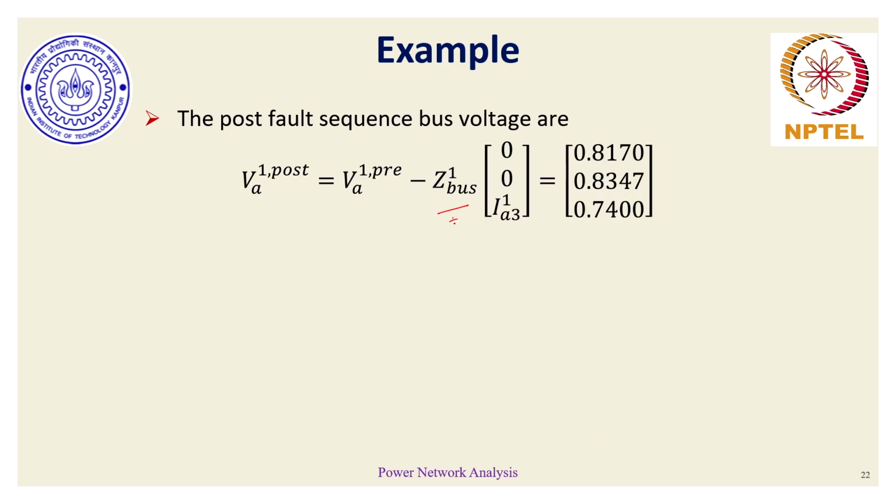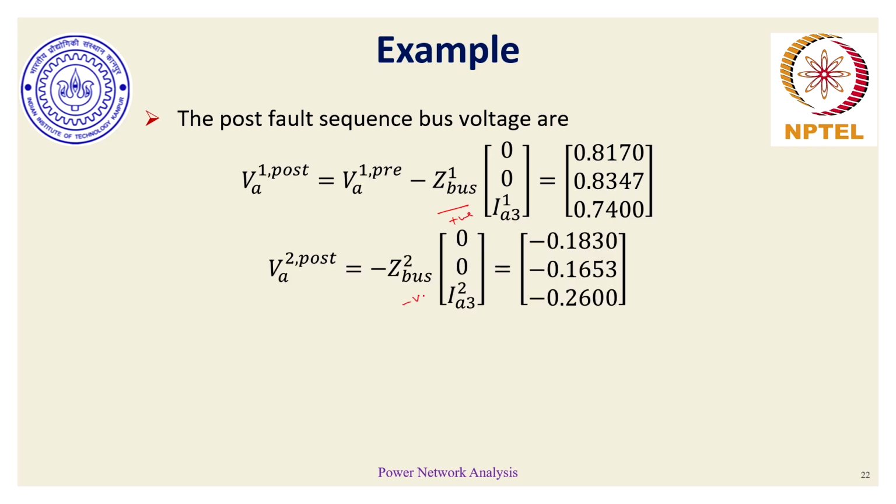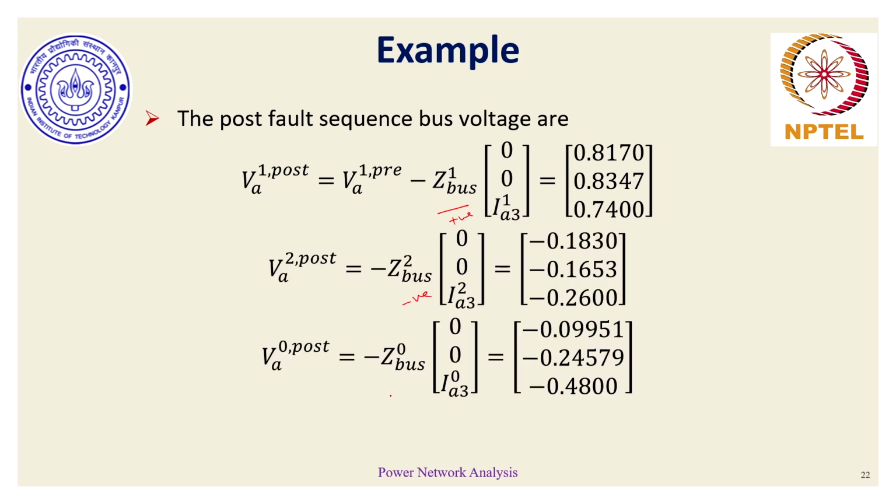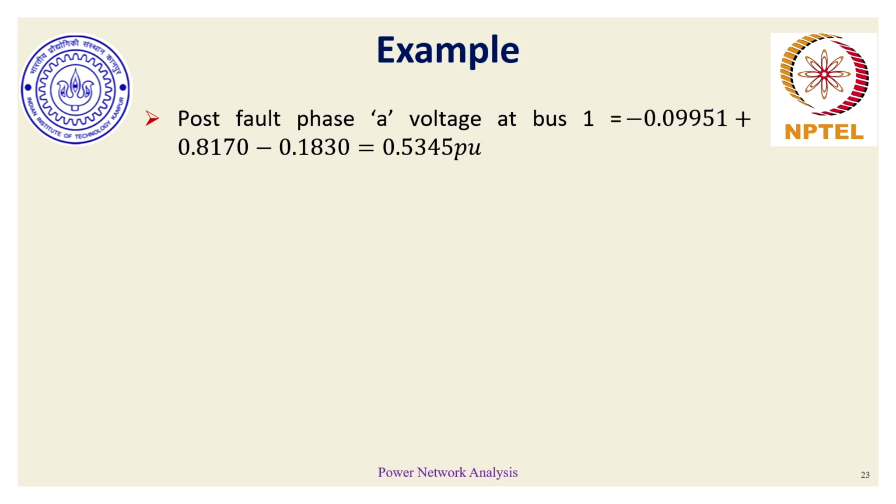So this is the positive sequence voltage. Similarly, I have the negative sequence 3-phase voltage and the corresponding zero sequence voltage for all the 3 buses that are there. Once I know the voltages, I can then correspondingly apply the transformation back to phase voltages.